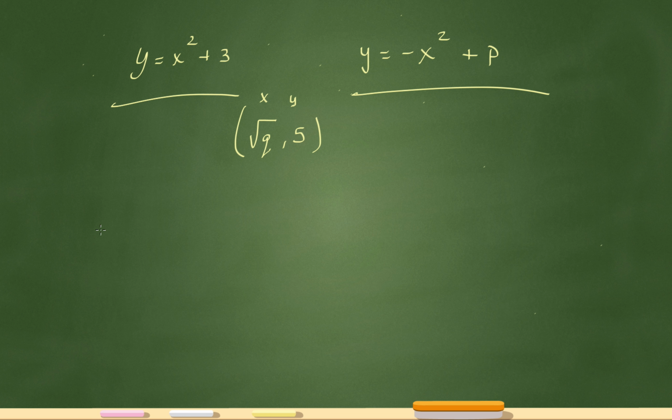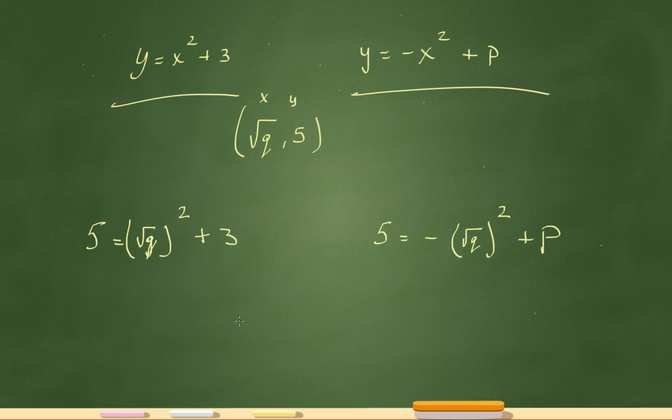So let's go to the first equation. 5 will equal the square root of q, and that should be a q, I don't know why I made it look like a g, squared plus 3. And over here I should be able to do the same thing, so that'll be 5 equals negative, the negative is outside, remember, square root of q squared plus p.